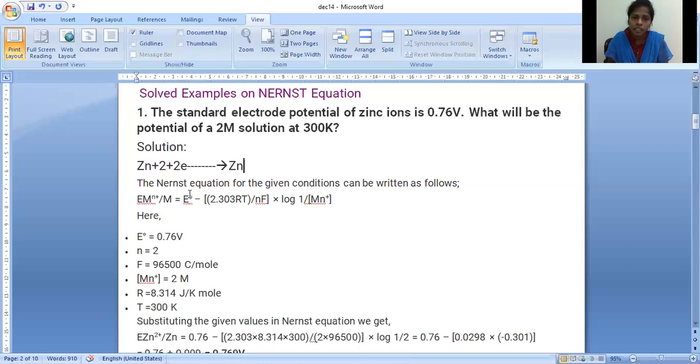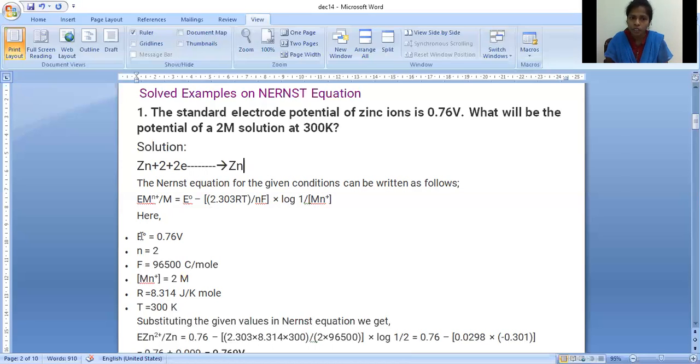So now let us see. In the numerical, they have given the E naught value, the temperature value, and also the concentration of the given solution. So we know the F value, that is the Faraday constant value. And what is N? N is the number of electrons. But how many electrons are there in the numerical? 2 electrons. So the N value is 2. Faraday constant is approximately 96,500 coulombs per mole. R is 8.314 joules per Kelvin per mole.